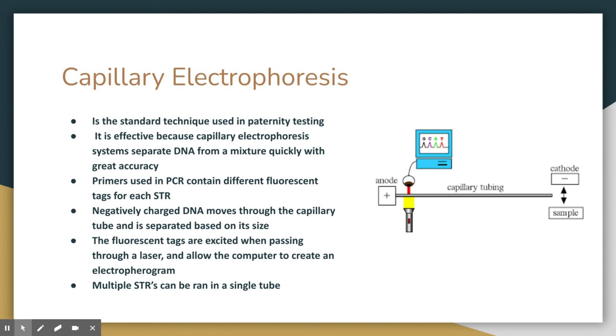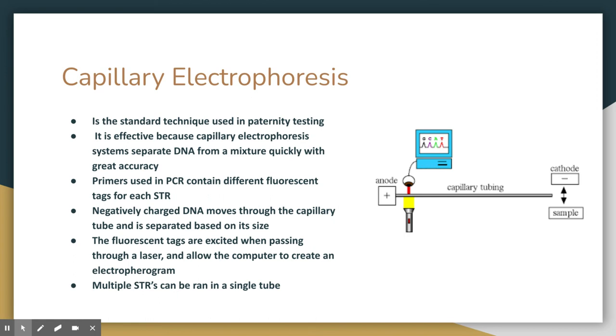The fluorescent tags on the DNA are excited when it passes through a laser. The tags are detected with a computer that identifies the fluorescent signal. A graph called an electrophoregram is created by the computer and can be interpreted by looking at its peaks. A DNA ladder is run so you are able to differentiate the size of the peaks. If 2 peaks are present, the individual is heterozygous for the alleles at that STR site. If 1 peak is present, the individual is homozygous for the alleles at that STR site.